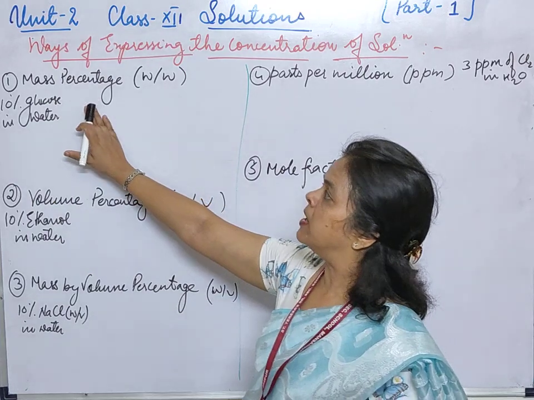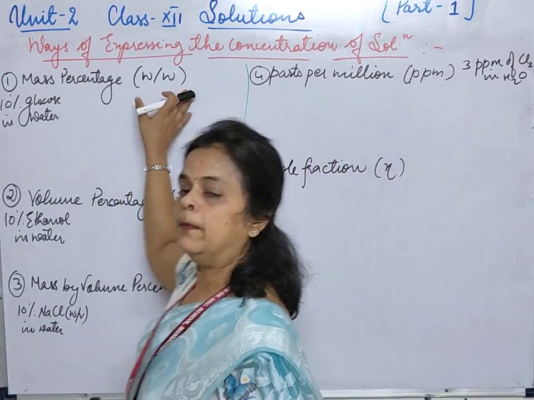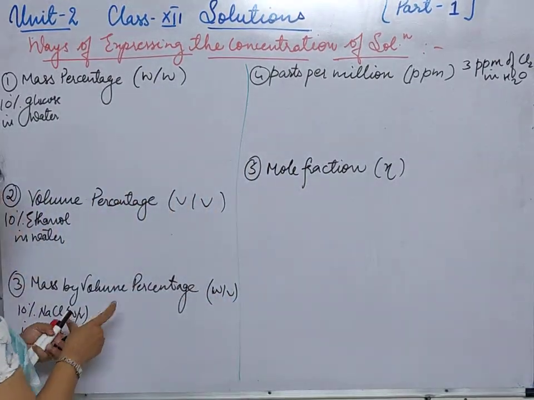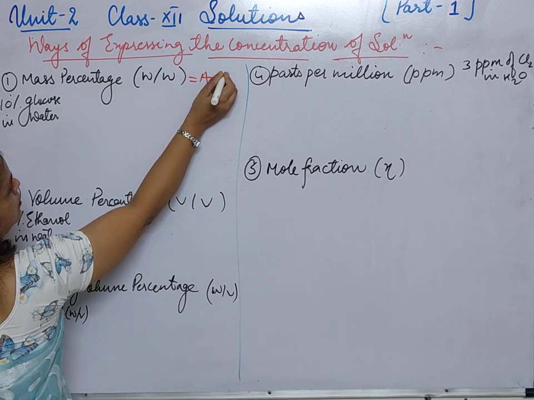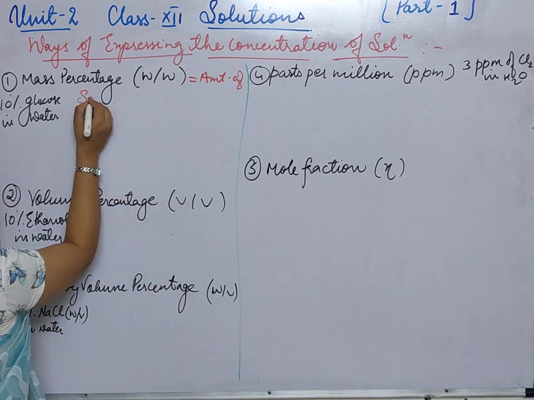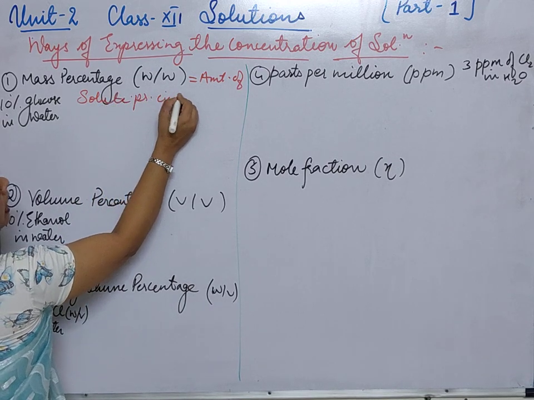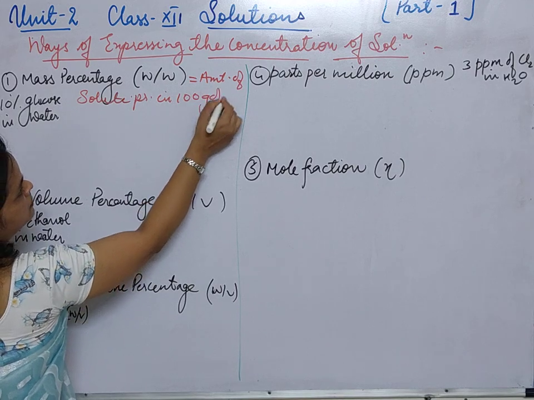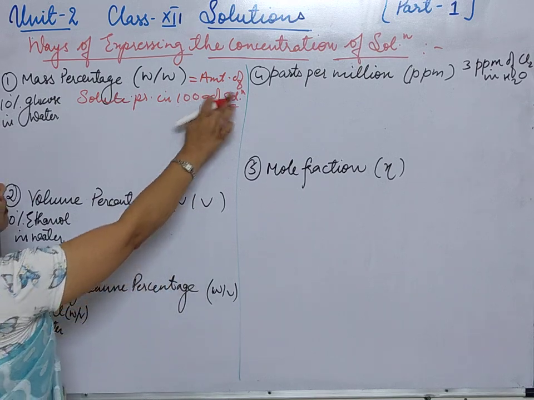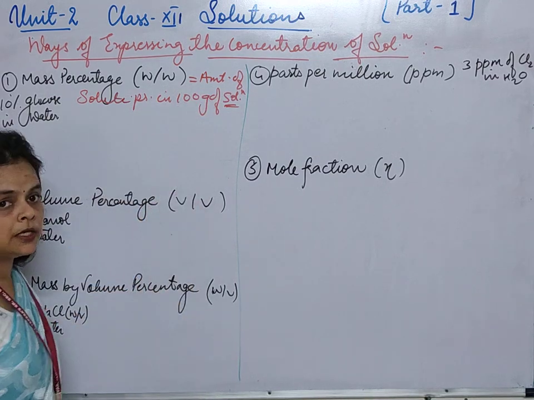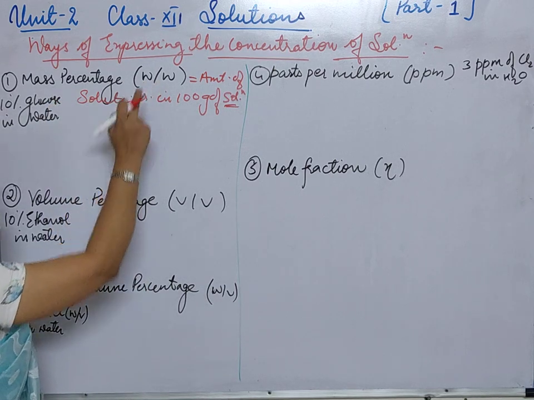So the first one is mass percentage, W by W. What do you mean by this? Amount of solute present in 100 gram of solution. Students, focus here: the amount of solute present in 100 gram of solution is called mass percentage, W by W.